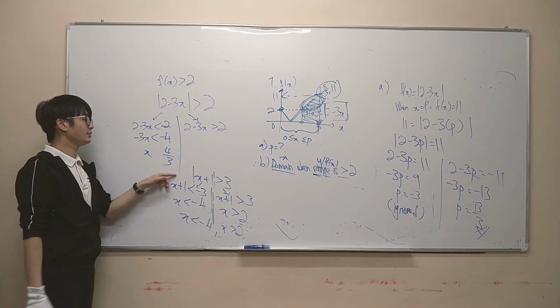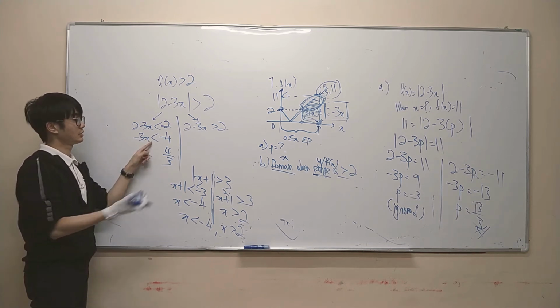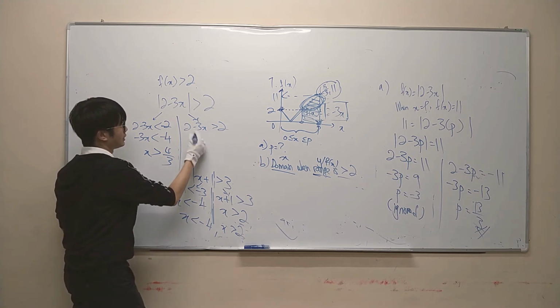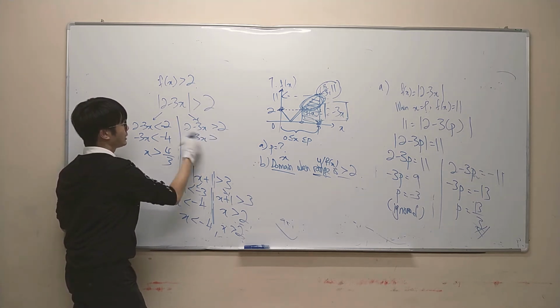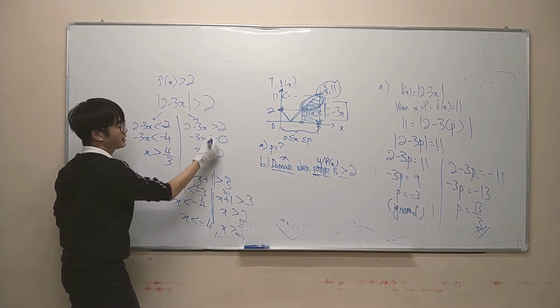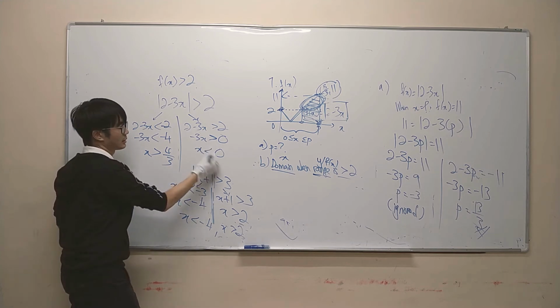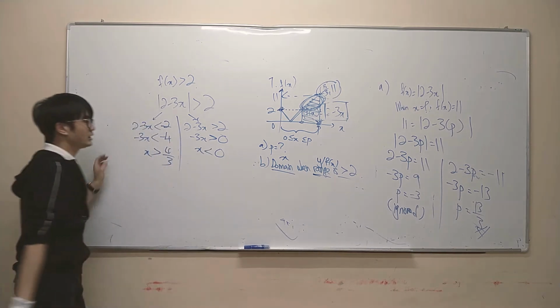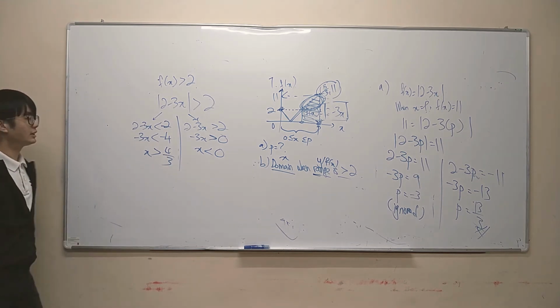Remember, when you divide by a negative number, you have to change the sign. So smaller becomes bigger here, right? And then what about here? Negative 3x bigger than 2 minus 2 is 0. And then x is 0 over negative 3, which is 0. And you divide by negative again. So when you divide by negative, you have to change the sign. It becomes smaller, right? But some of you will think that this is the answer. If you write this as your answer, it's not correct.